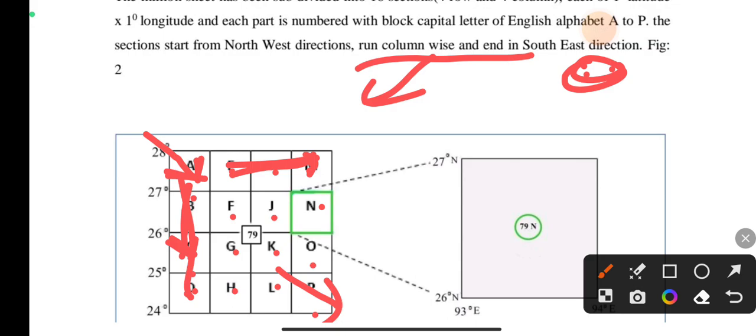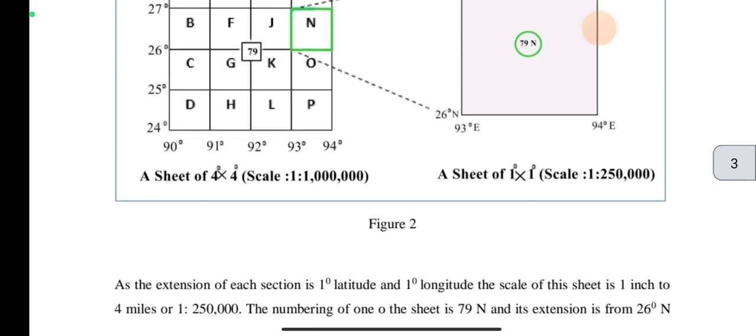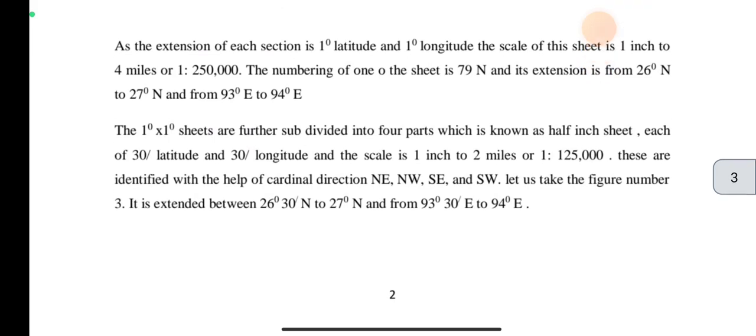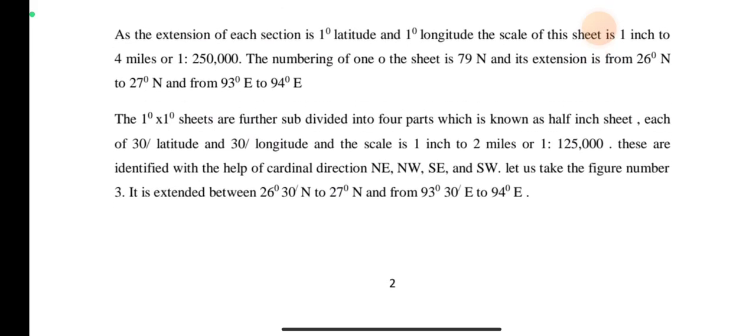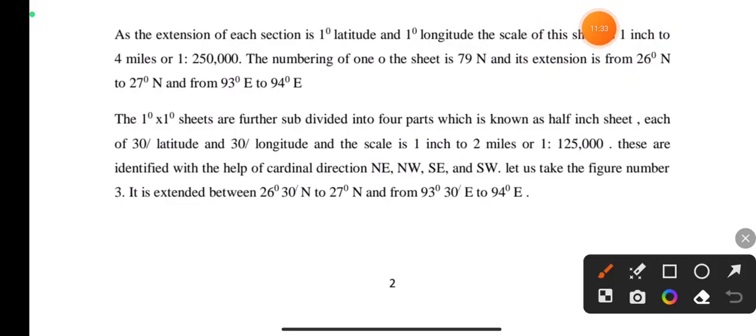So figure 2. Okay, as we have discussed here. Now see, as the extension of each section is 1 degree latitude and 1 degree longitude, the scale of this sheet is 1 inch to 4 miles. So you should remember this one also, 1 inch to 4 miles, or 1 is to 2 lakh 50,000. So you can easily convert it, right?